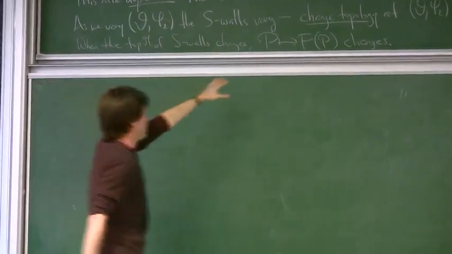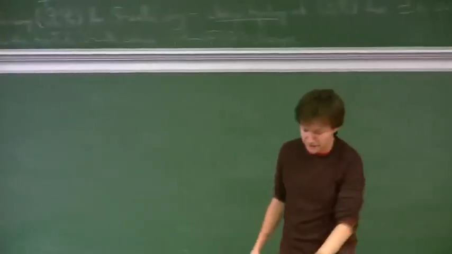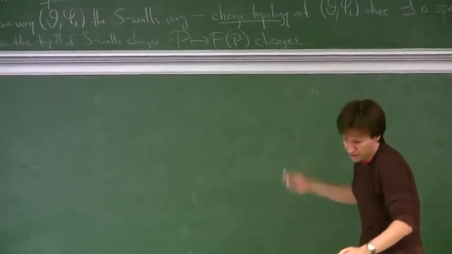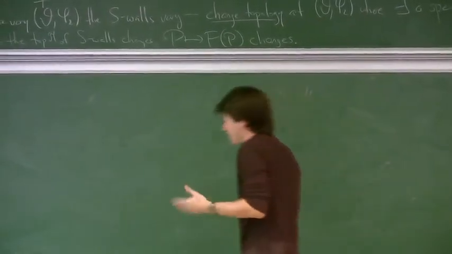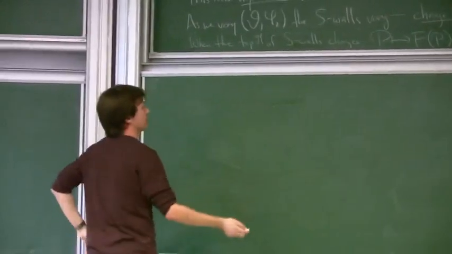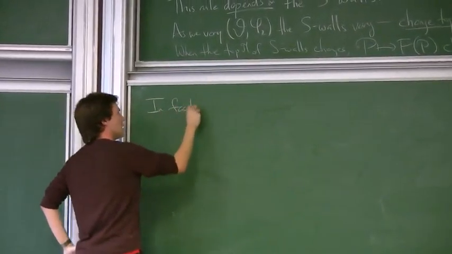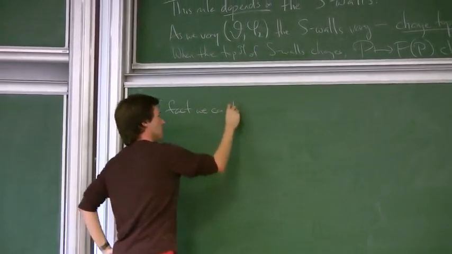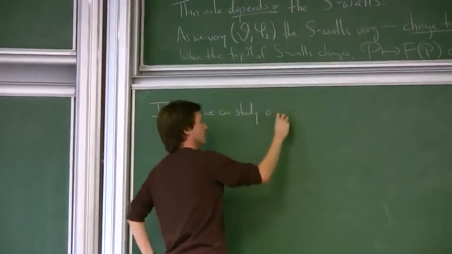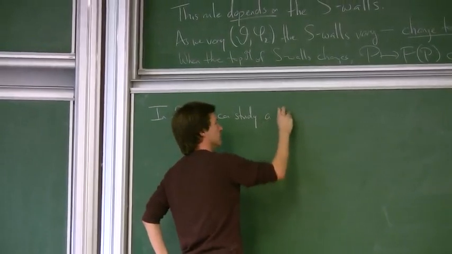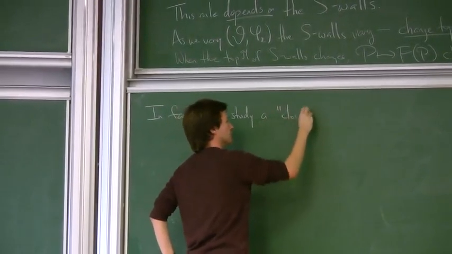So in fact, this path lifting rule from P to F of P is quite a lot of information. We wanted to find something that uses a little bit less. I said this at the end of the last lecture, but I said it rather quickly. So in fact, we can study a sort of reduced, a closed version of F of P.